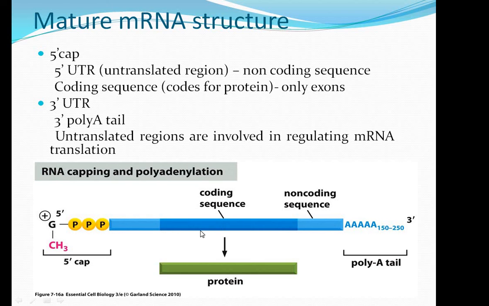Okay, so it is clear. This is the mature mRNA strand where you have the 5' cap, the 3' poly-A tail, and a fully mature mRNA strand along with the 5' UTR, the untranslated region, and the 3' UTR. When the fully mature mRNA undergoes protein synthesis, it forms a protein structure.